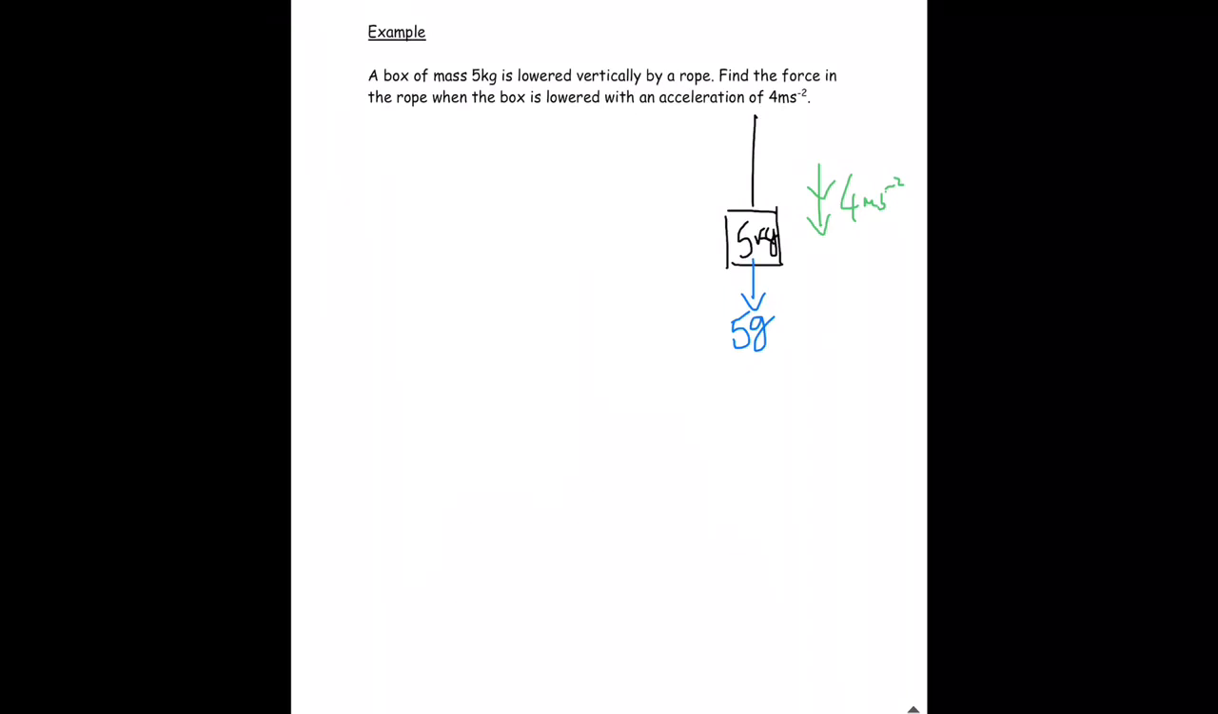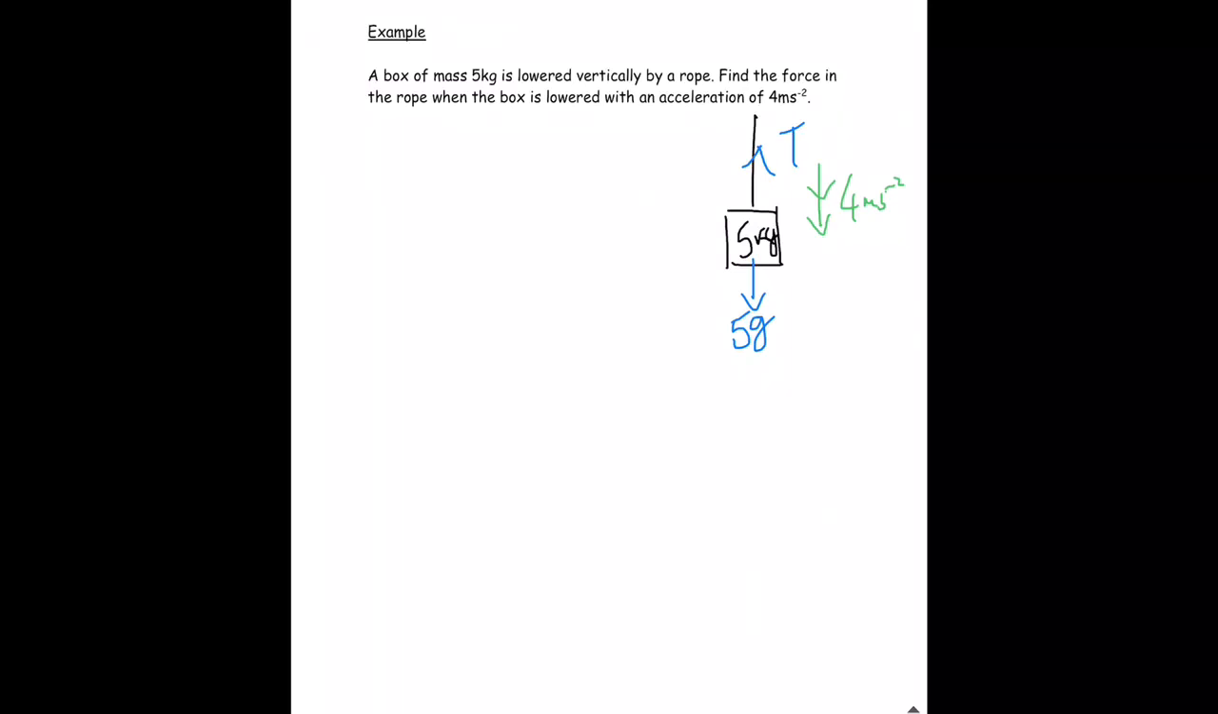Then the force in the rope. Hopefully you've got a bit of experience in lowering things down. The reason this box doesn't just clatter down towards the earth is because the rope is holding it up slightly. So even though it's being lowered down, there is a force in the rope. You call it T for tension, which is a pulling force. It is pulling the box up slightly because it's slowing it down. It's stopping it from just free falling. So you've got a force in the rope holding this box up a little bit, and its weight trying to pull it down, and overall it's accelerating downwards by 4 meters per second squared.